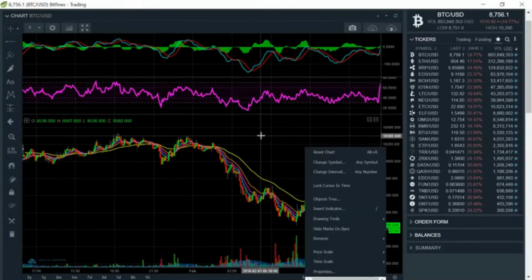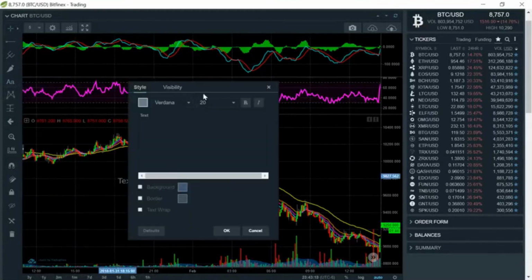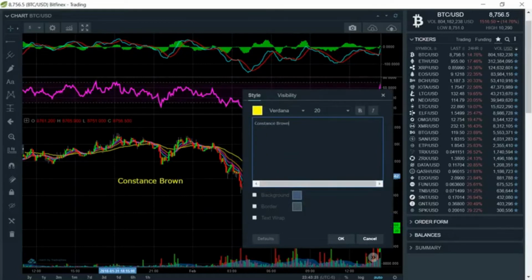First of all, we have to define Constance Brown's RSI rule. I hope that you still remember it. If you remember it, we're going to write it out right here so you actually remember it. Constance Brown, you're welcome to Google.